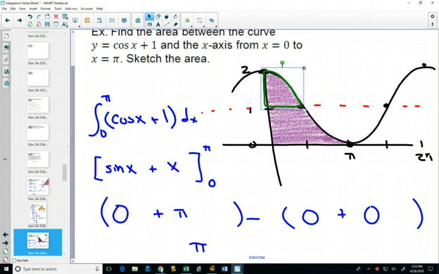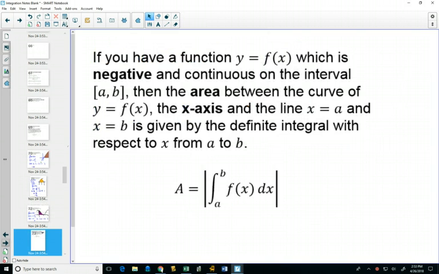So far, all of our examples have had areas that are above the x-axis. But if you have a function which is negative and continuous, in other words, the function is below the x-axis, and you're finding the area between that curve and the x-axis, the area is going to be negative. And so you need to do the absolute value of that area.